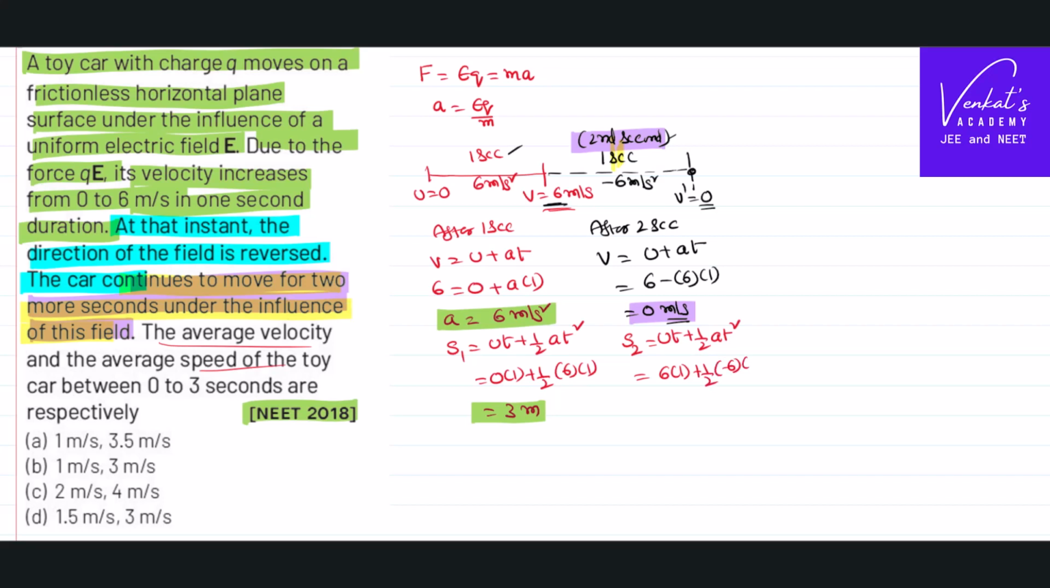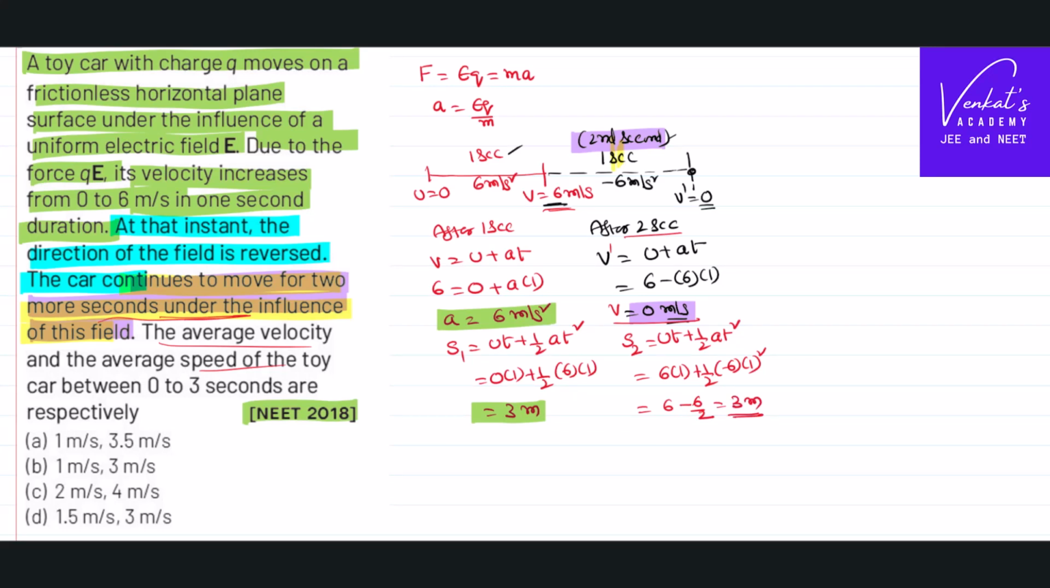A is minus 6 because it is reversed. t square is also 1. Be careful, I am not writing for the entire 2 seconds, but only for the second, because after 2 seconds its velocity became 0. I call that V dash. What happens now? 6 minus 6 by 2, that is 6 minus 3, that is 3 meters.